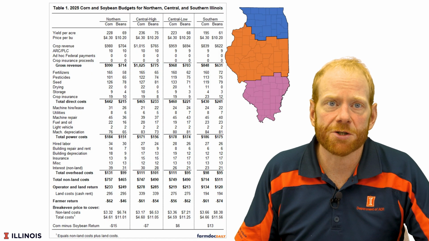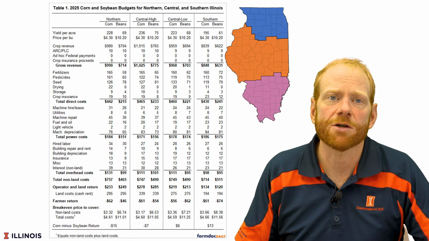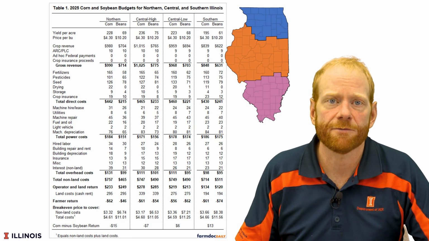Again, current price projections fall short of break-even levels to cover total costs for both corn and soybeans across all regions of Illinois for 2025.